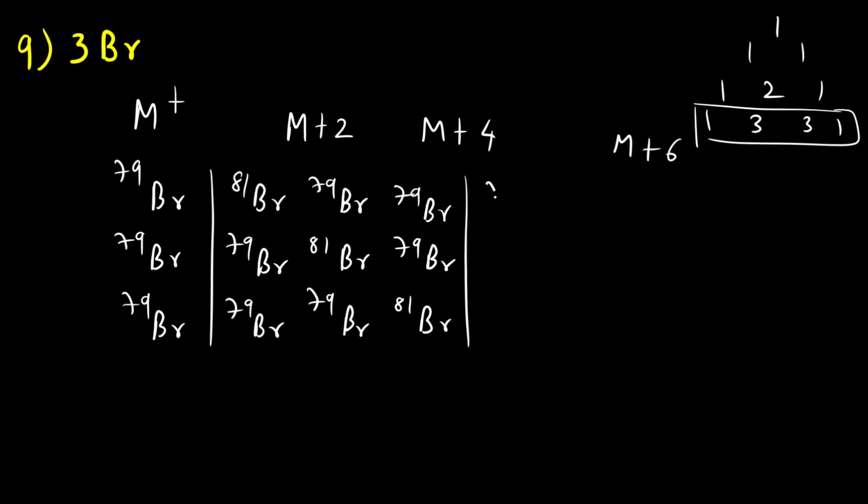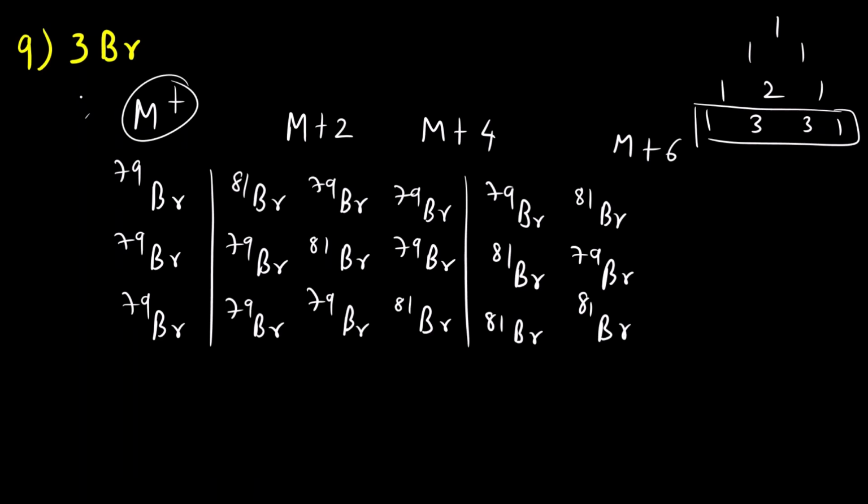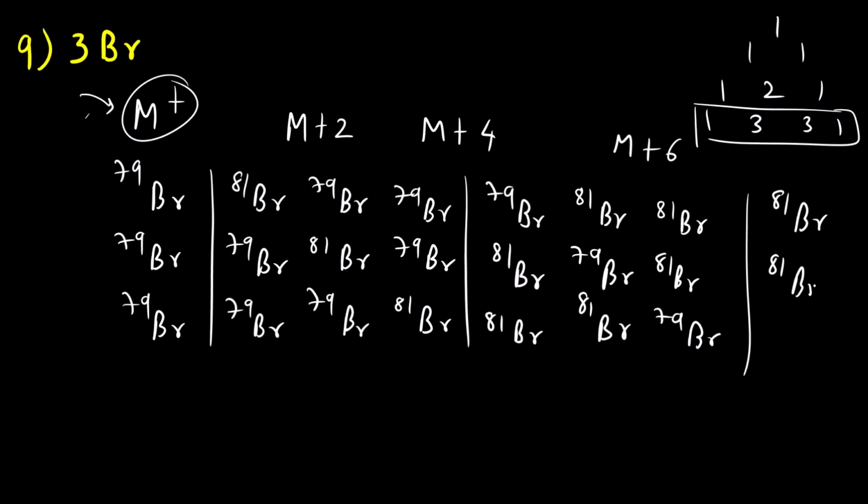Okay, M plus 4. Now the first one I will keep same, and the remaining 2 I will increase by 2 units, 81Br, 81Br. Next, the middle one I will keep same and the remaining 2 I will increase. We are always comparing with the M plus ion, that you have to remember. Here we are adding plus 2. Last, the third one I will keep same, 79Br, 81, 81. And in the last case, increase the mass of all of them by 2. 2 plus 2 plus 2 is how much? 6.